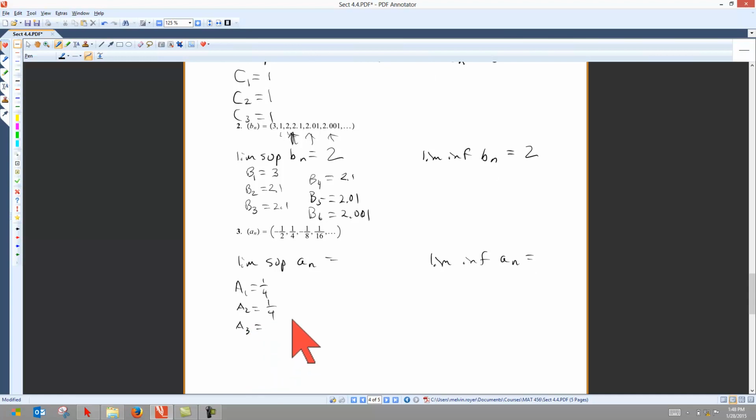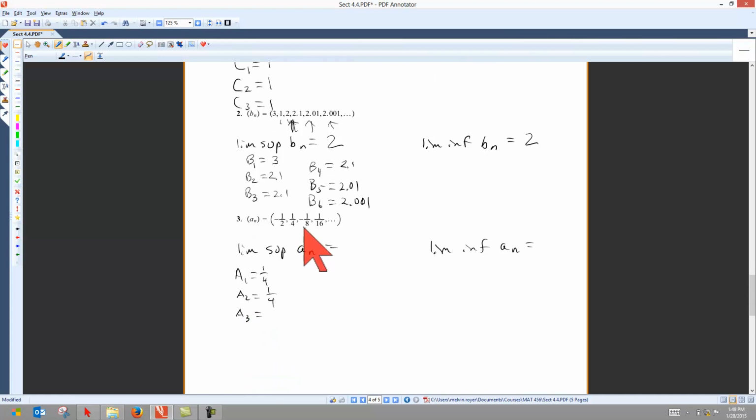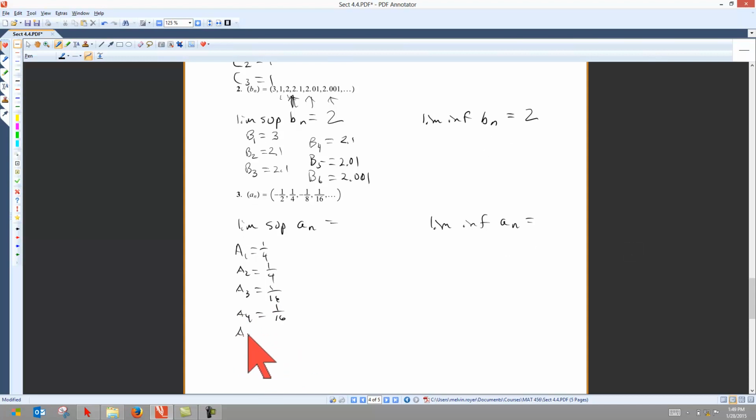When I'm at the third, the largest thing I see looking forward is 1/16. When I'm at the fourth, also 1/16. When I'm at the fifth, the largest thing I see looking forward is 1/32, and so on. So this is a decreasing sequence, and its limit is 0.